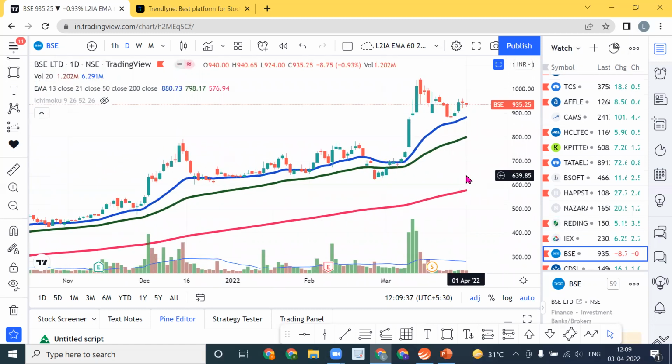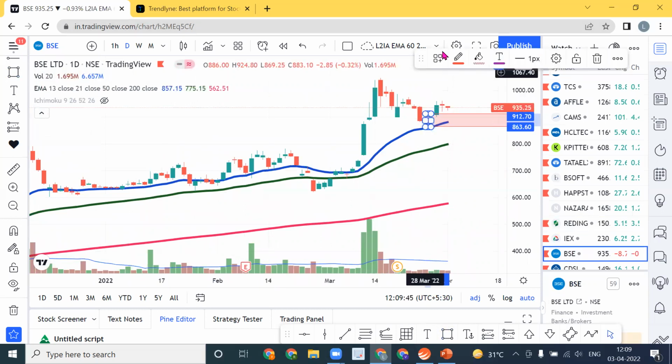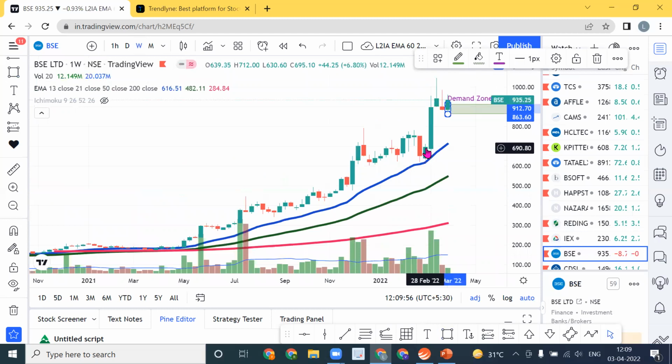BSE. I have missed this stock. The demand zone which I can see now at the day level is here. One is the small demand zone here. A good level of demand zone is here, but there are small, too many candles. So I will avoid this, but I look at the weekly chart and I can see, here is a very good one.